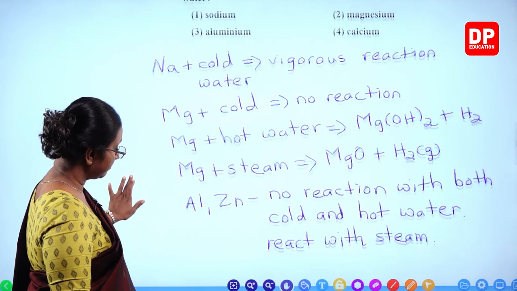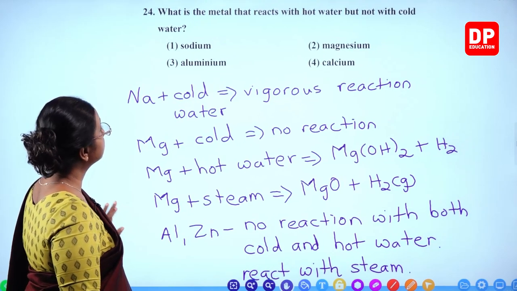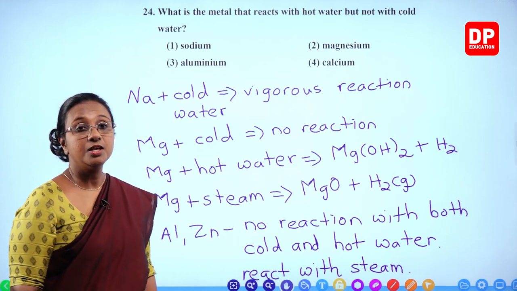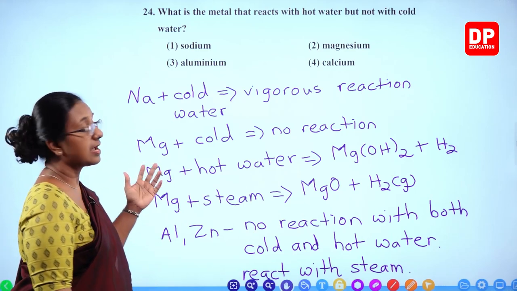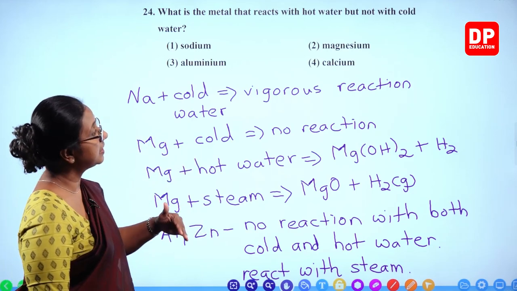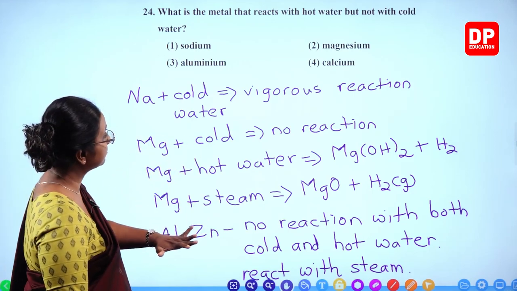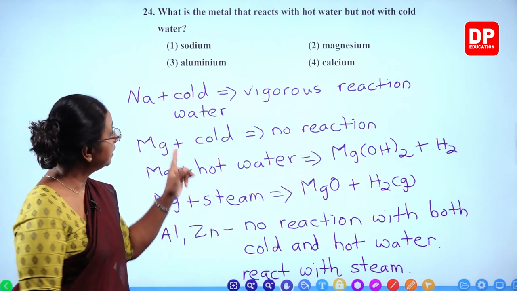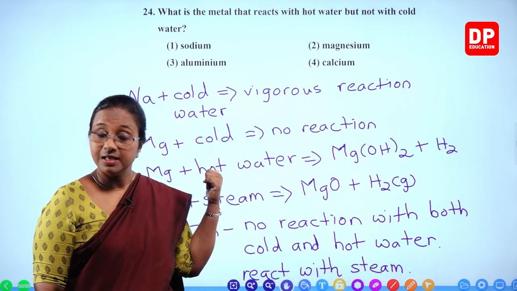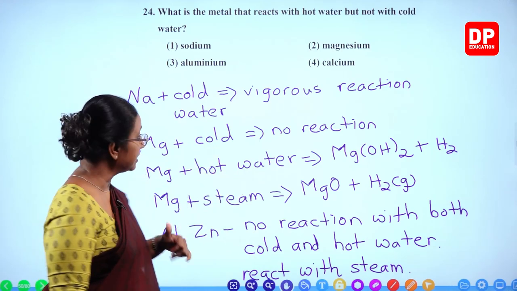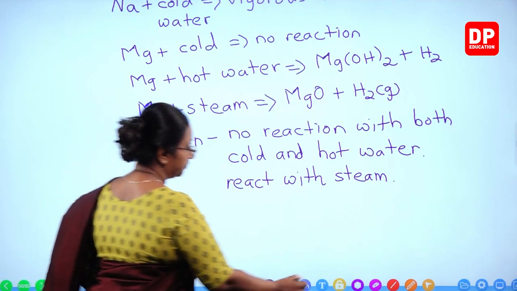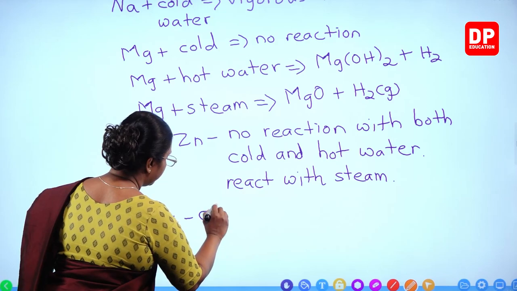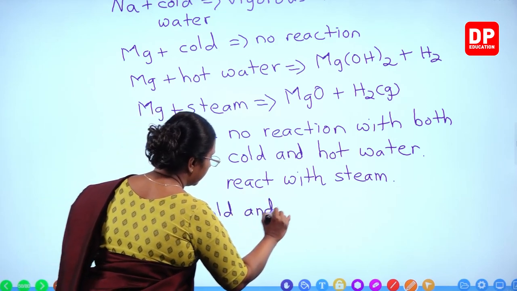Now using this information, if we look at the answers given to us, what is the metal that reacts with hot water but not with cold water? Sodium reacts with cold water. Magnesium, yes, doesn't react with cold water, reacts with hot water. Aluminium doesn't react with hot or cold water. Calcium again reacts with cold water as well as hot water.